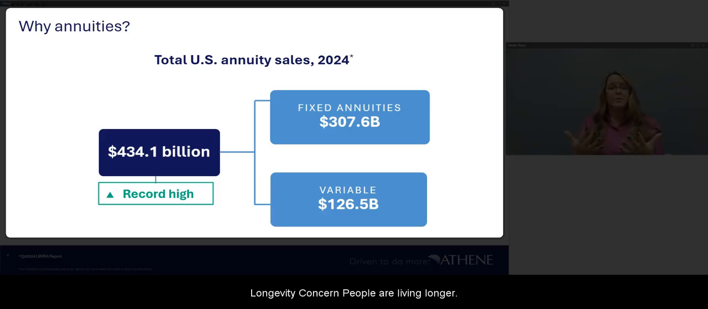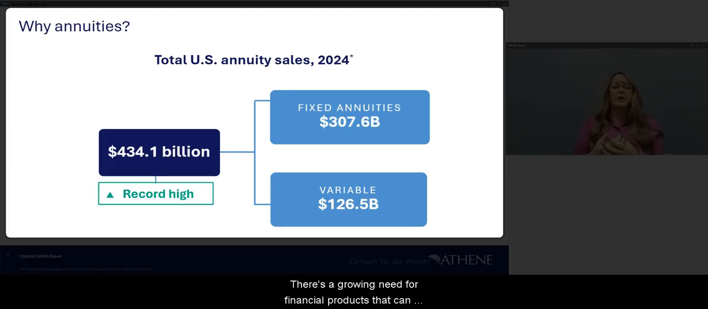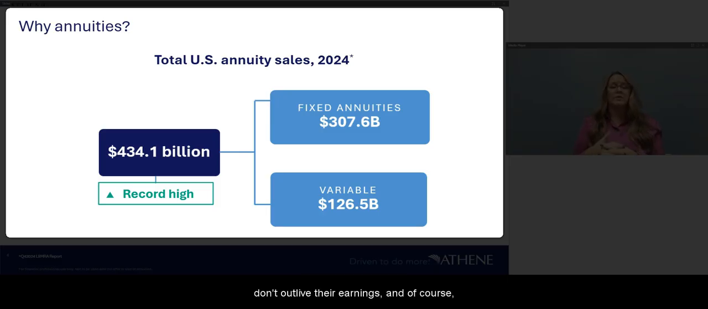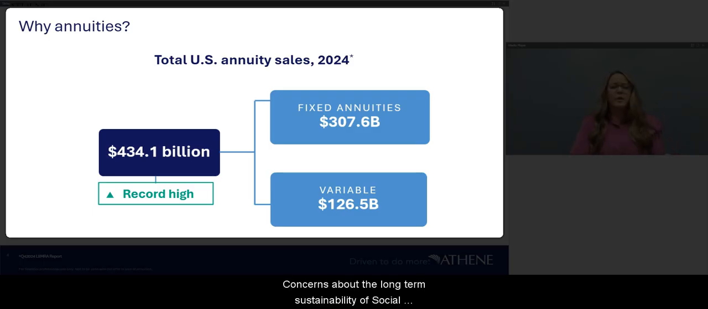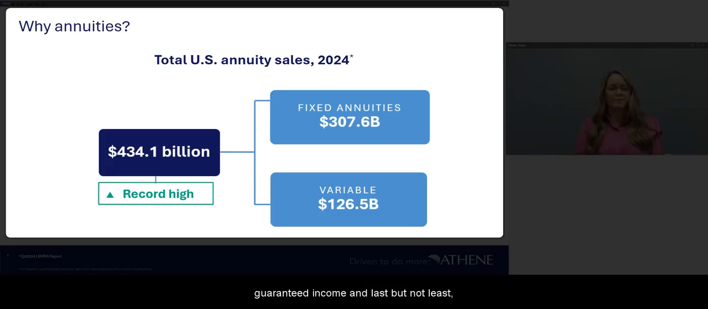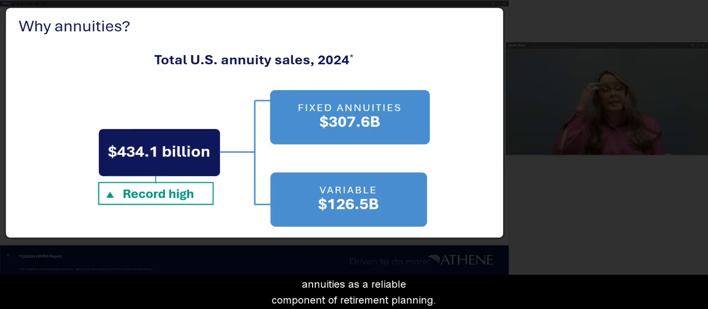Longevity concern. People are living longer. There's a growing need for financial products that can provide income for life, ensuring that your retirees don't outlive their earnings. And of course, pressure on Social Security. Concerns about the long-term sustainability of Social Security benefits have led to many seeking additional sources of guaranteed income. And last but not least, the tax advantages. Annuities offer tax-deferred growth, which can be appealing for those looking to manage their tax liabilities in retirement. These factors combined have increased the interest in annuities as a reliable component of retirement planning.